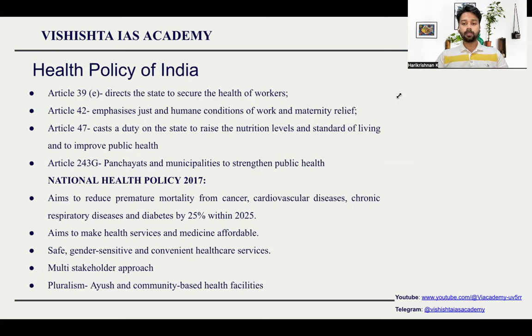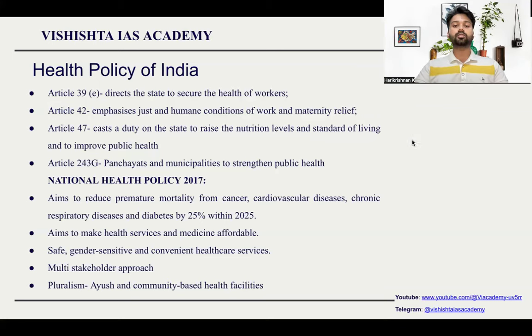Health policy of India. Now, today there were a lot of articles related to health, and health is a very important topic under GS1, and then GS2 also. So when it comes to health and education, you need to have a complete idea about the important schemes, important policies, constitutional articles that talk about health or education, the schemes which have been passed by the government and the government's policies. So let's start with the constitutional articles which talk about health in the Indian Constitution.